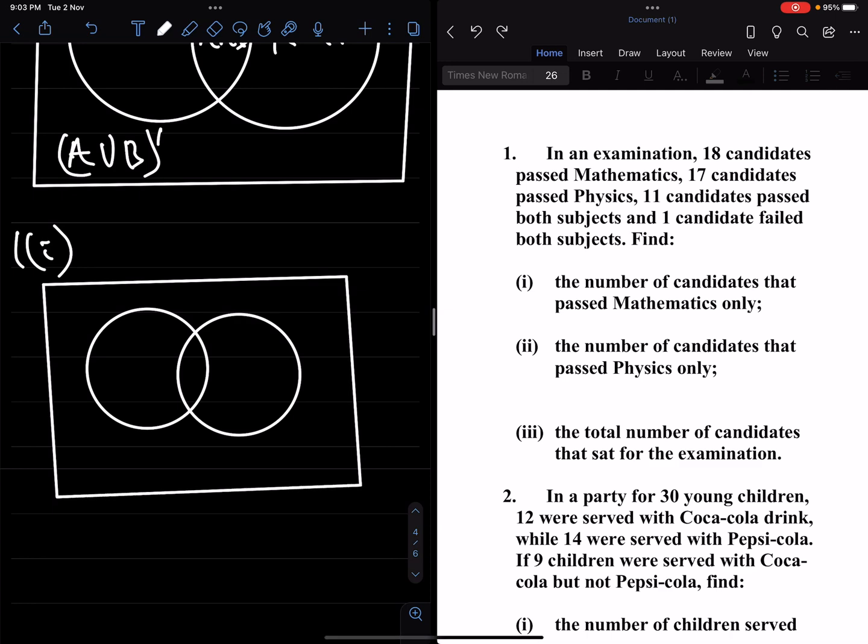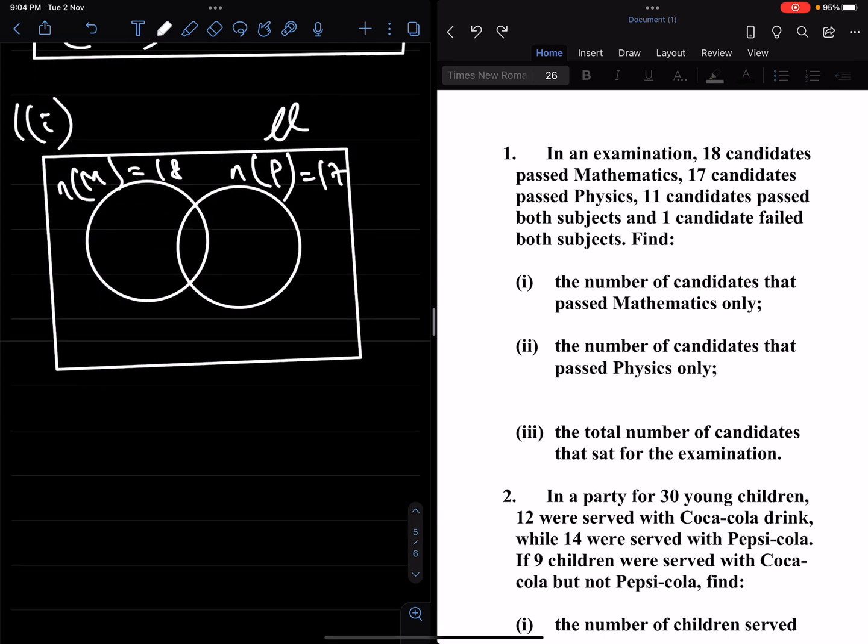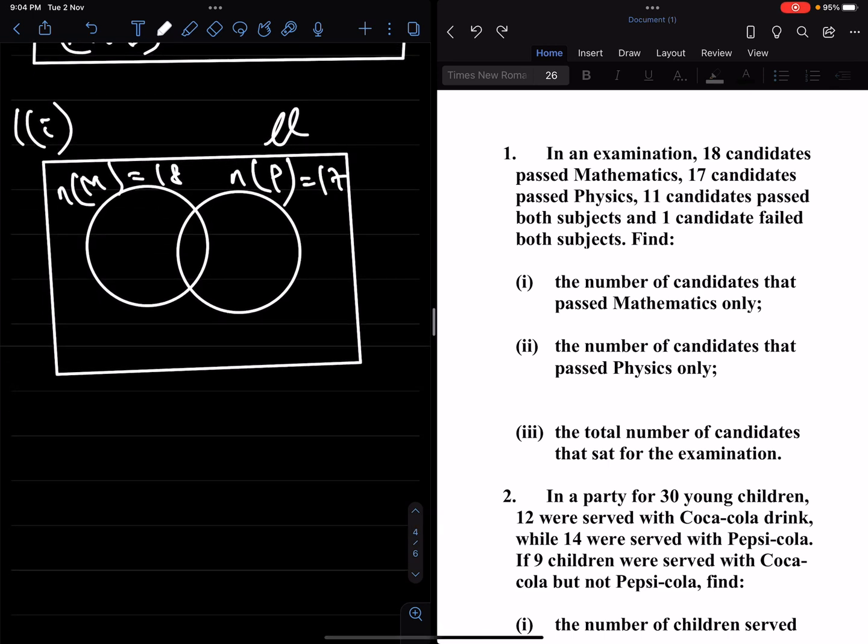Now that's it. We don't know the number of elements in it, so I'll just call it U. This will be the number of candidates who passed math. That's 18. That simply means the number of elements in the set M. If I write P for the set of students who pass physics, that means the number of elements in it is 17. I'm using P to represent the set of students who pass physics.